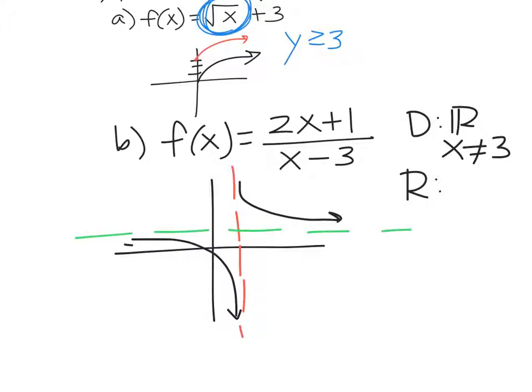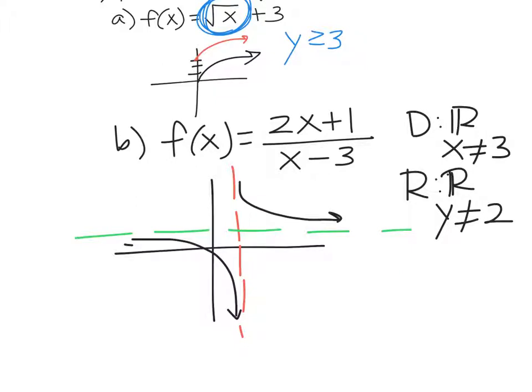There's a couple ways to figure that out. Guessing's not a good way. If you hit trace, and you follow this out to the left or to the right, you're looking at the y value. 1.6, 1.7. What is it approaching? 2. So this would be all real numbers, except y is not going to be 2.